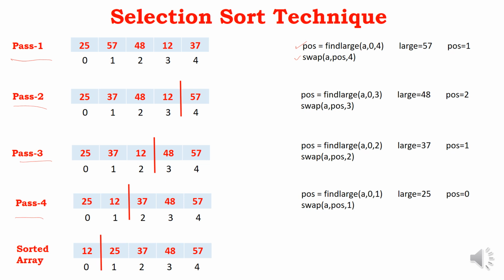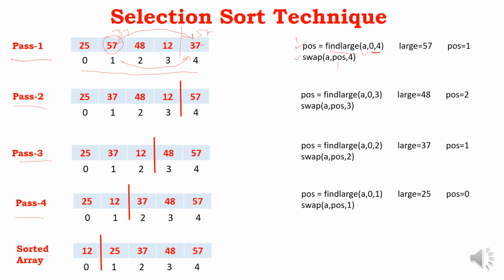In the first pass, there are 5 elements from 0 to 4. From 0 to 4, we find the largest element and we swap with the last element. The same is specified here. Find large in the array A, where the range of the array is from 0 to 4. The position is 1. So 1 is the position of the largest element and it is swapped with the fourth element. So once you swap this, you will get 37 and 57.